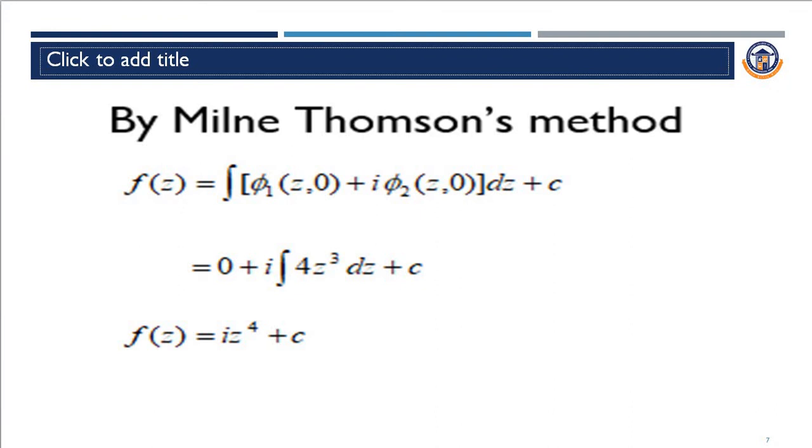Now integrate 4z cube. We already know the formula: integration of x power n is x power n plus 1 divided by n plus 1. Substitute. Integration of z cube equal to z power 4 divided by 4. So finally i into 4 z power 4 divided by 4. You can cancel the 4 and 4. Finally we get i into z power 4. Therefore the analytic function f of z equal to i into z power 4 plus c.